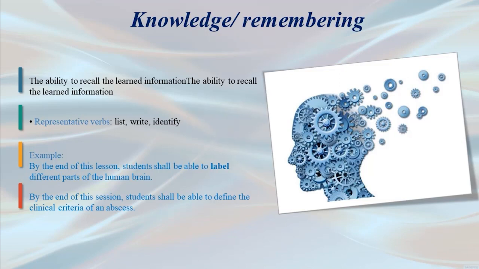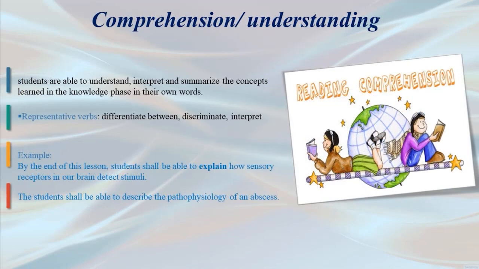As you see in this level, the students do not have to think much, just remember, recall, and recognize. Comprehension is the ability to understand the meaning of an idea or a concept. In this level, students are able to understand, interpret, and summarize the concepts learned in the knowledge phase in their own words. Some verbs could be differentiate, discriminate, or interpret.